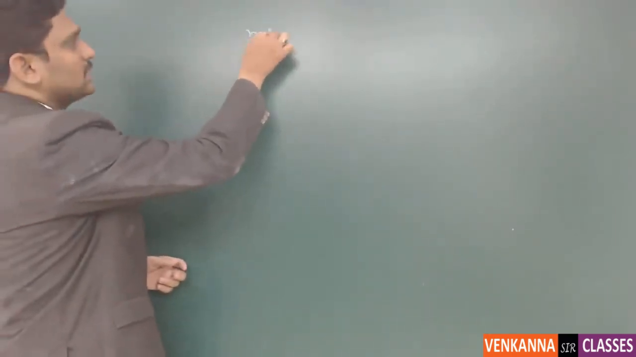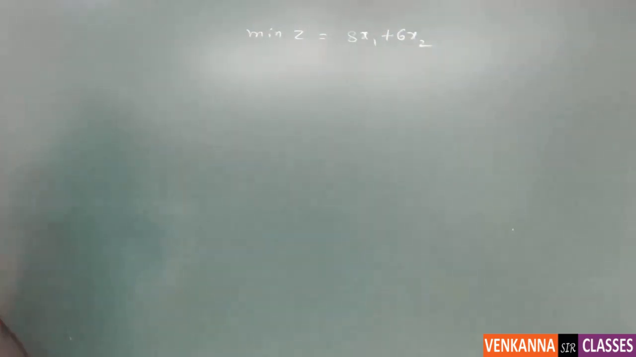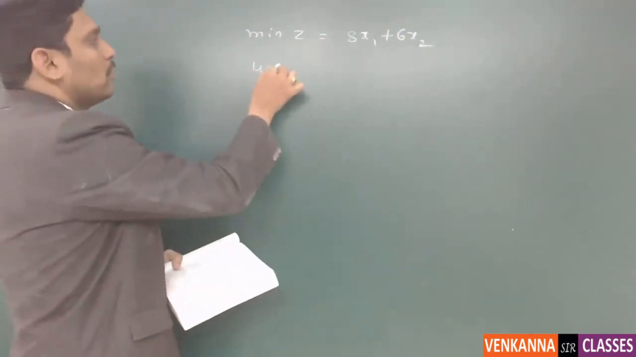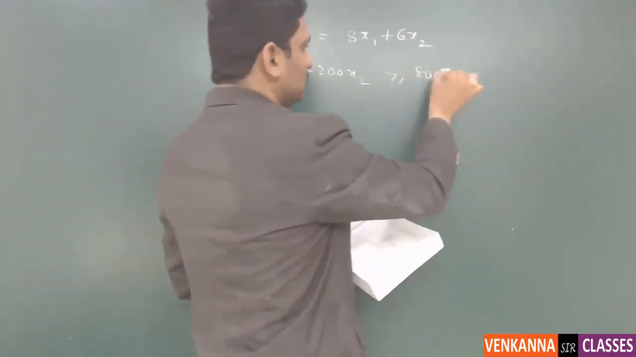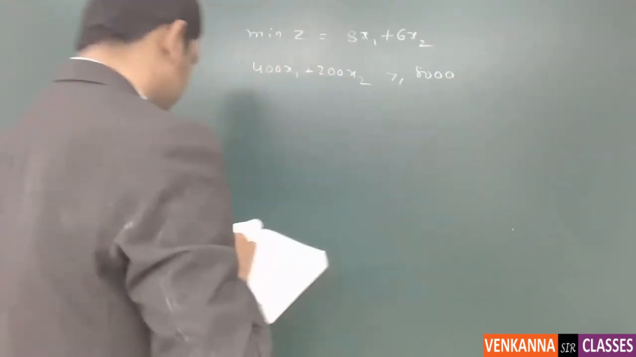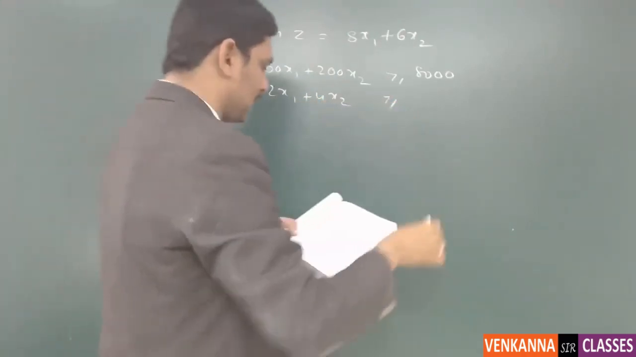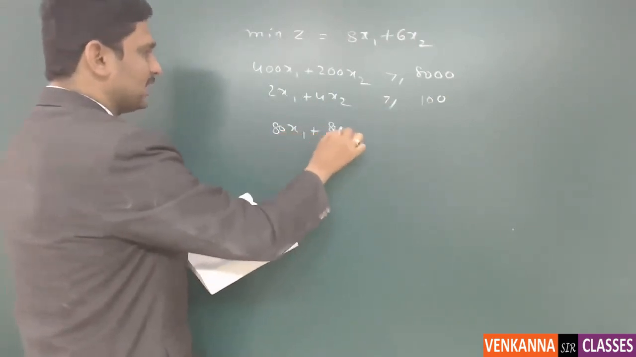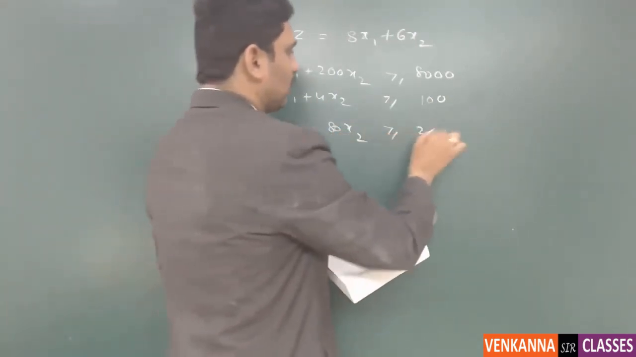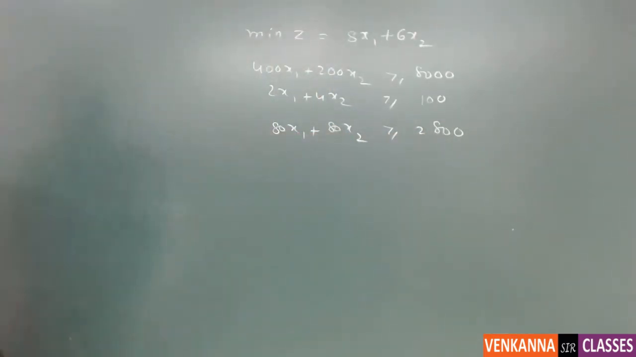Minimize z equals 8x1 plus 6x2 subject to the constraints 400x1 plus 200x2 is greater than or equal to 8000, and 2x1 plus 4x2 is greater than or equal to 100, and 80x1 plus 80x2 is greater than or equal to 2800. Well, x1, x2 are non-negative restrictions.